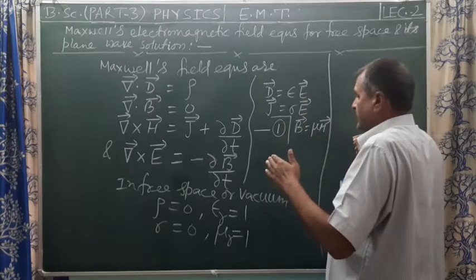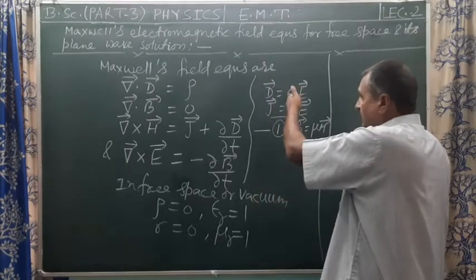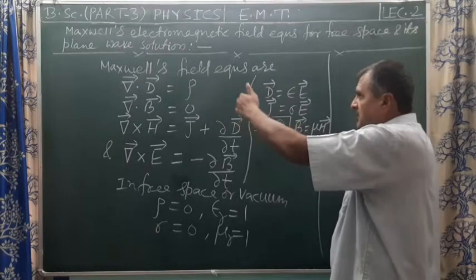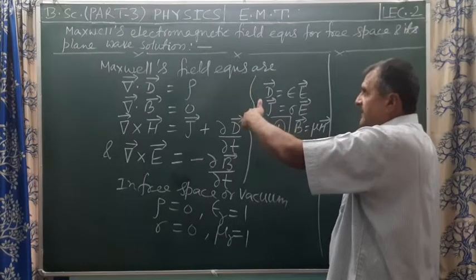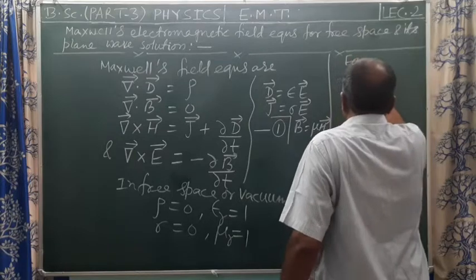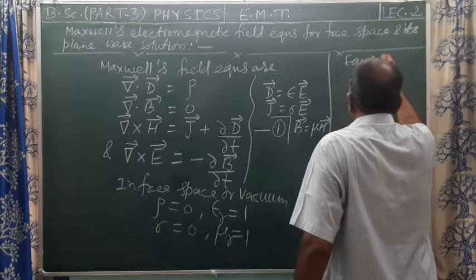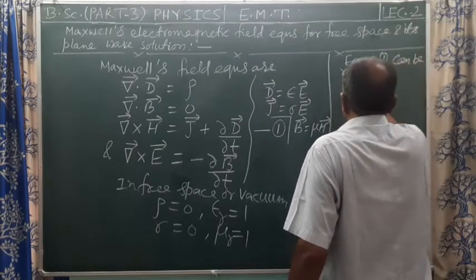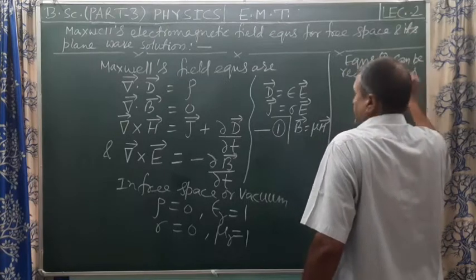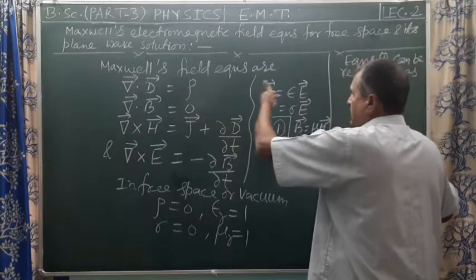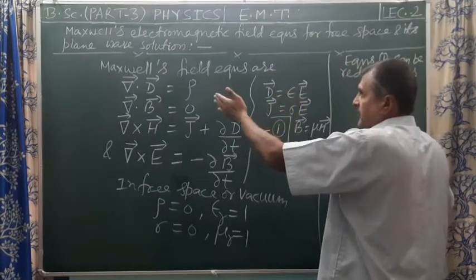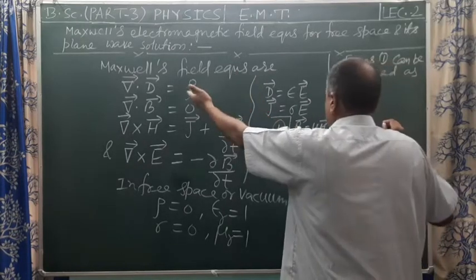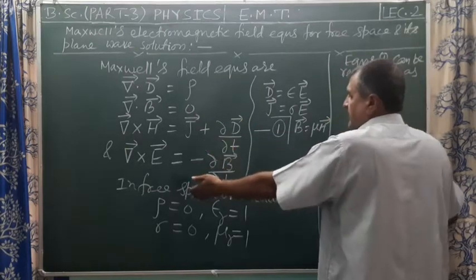And for free space or vacuum, epsilon r is equal to 1. Therefore, D is equal to epsilon naught into E. Charge density rho is equal to 0. So Maxwell's four field equations in free space can be reduced as: divergence D is equal to rho, therefore D is equal to epsilon into E, and for free space epsilon r is equal to 1, therefore divergence, del vector dot E vector is equal to 0. RHS is 0 because in free space charge density rho is equal to 0.